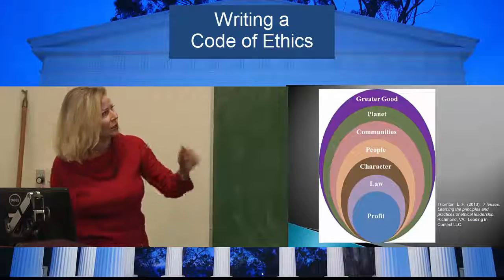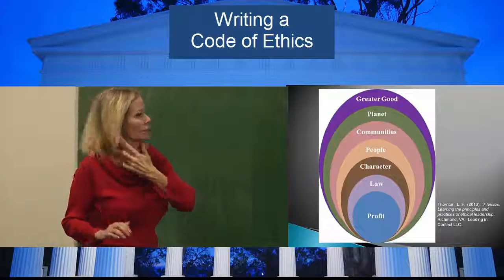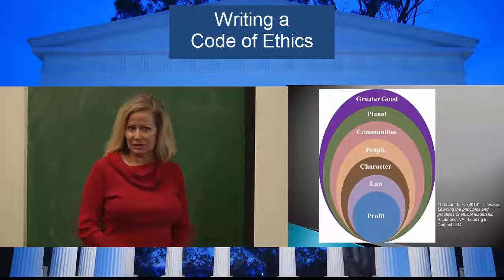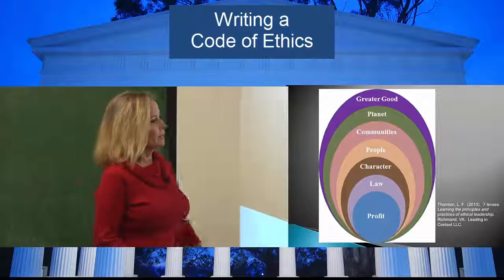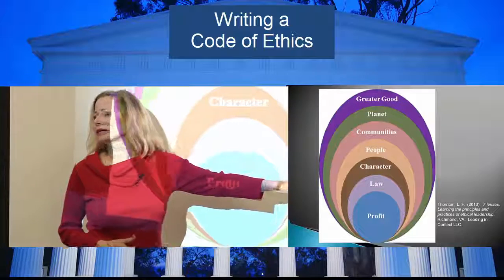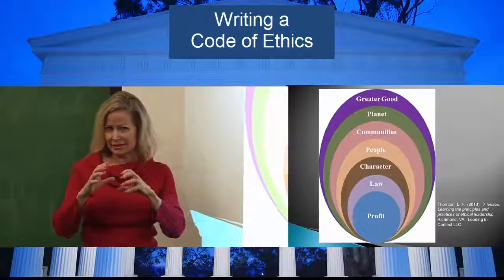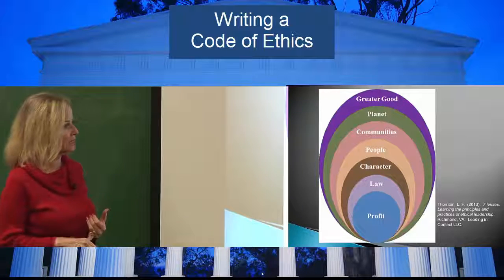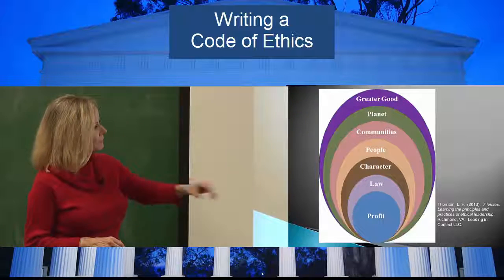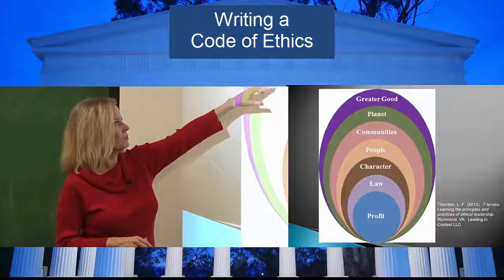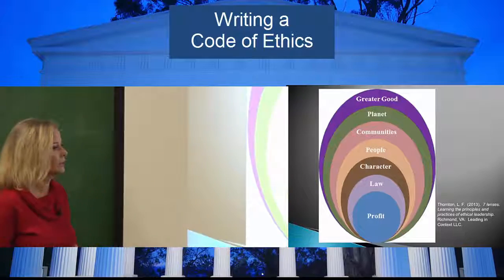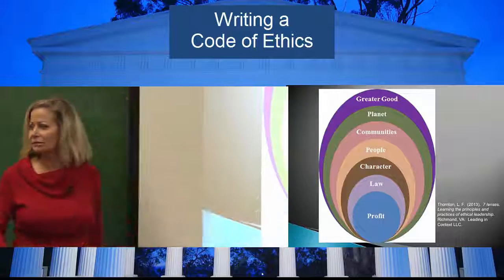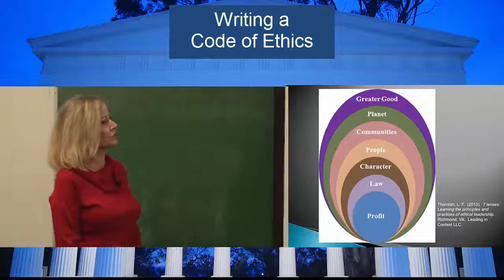We're going to talk a little bit about Thornton's work. This is another ethical perspective, something that you can think about. Basically, what Thornton came up with was seven different lenses. So this is in fact a third thing that we're going to be talking about today: profit, law, character, people, communities, planet, and greater good. This can help you think about where your focus is. And just take a minute.